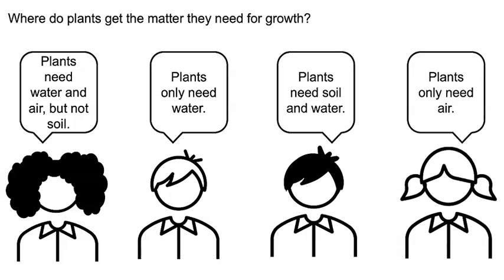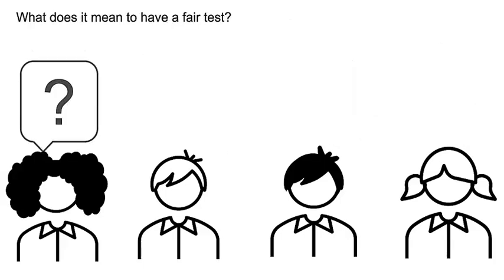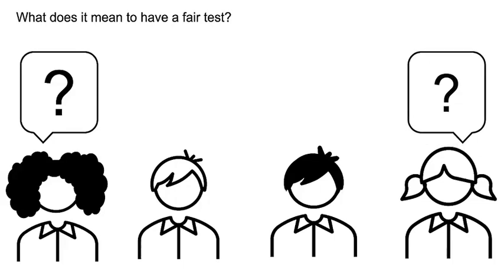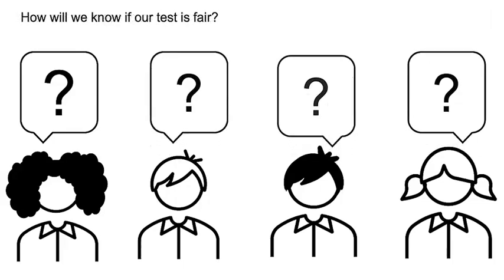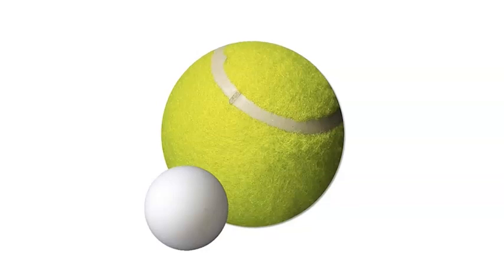In order for us to get reliable results, we need to make sure the tests we use are fair. But what does it mean to have a fair test? And how will we know if our test is fair? Let's step away from our plants for a moment and consider the case of the two bouncing balls. Let's use a table tennis ball and a tennis ball to help us better understand the criteria for a fair test. Which ball do you think will bounce higher?